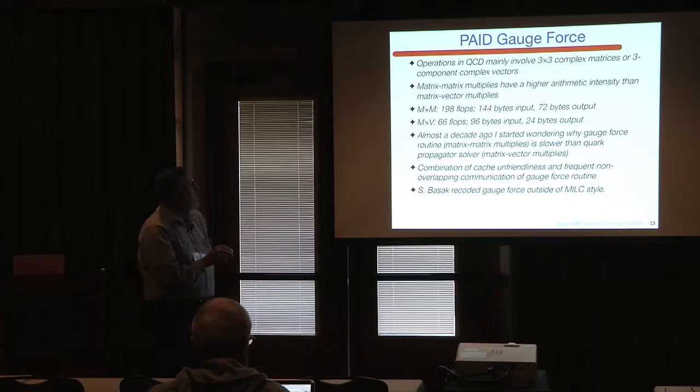Well, a long time ago, I noticed that our gauge force routine, which is mostly matrix-matrix multiplies and therefore has higher arithmetic intensity, is actually slower than the quark propagator solver, which we spend a lot of time optimizing because it takes the bulk of the time. But I was puzzled by why this was running slower, and I looked into it and decided it was a combination of cache unfriendliness and frequent non-overlapping communication.